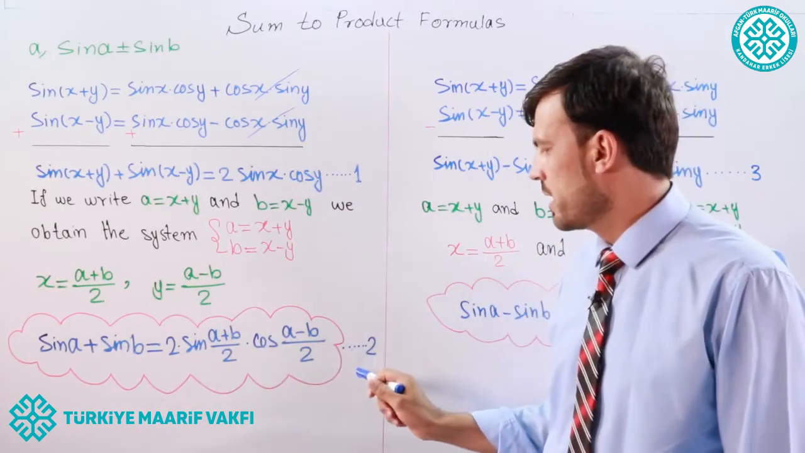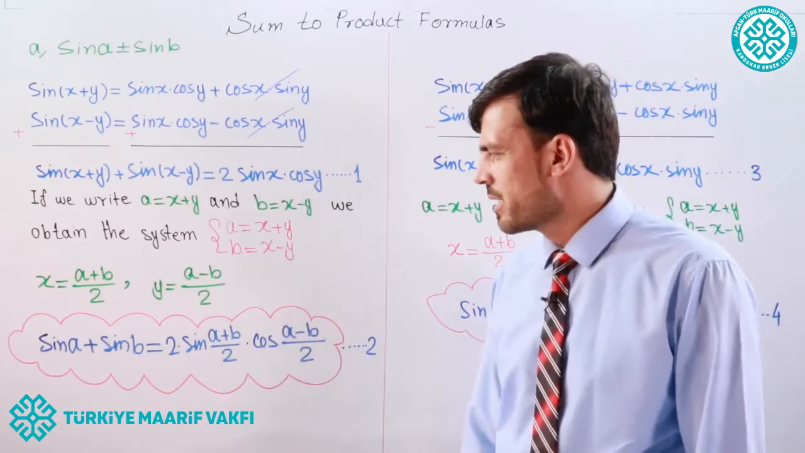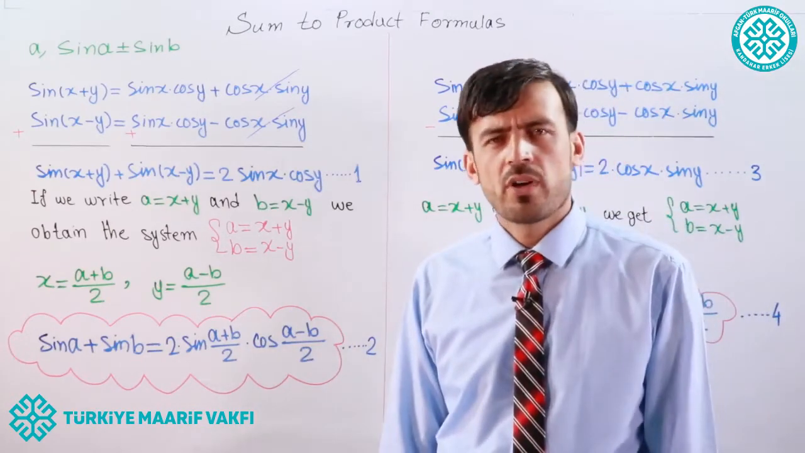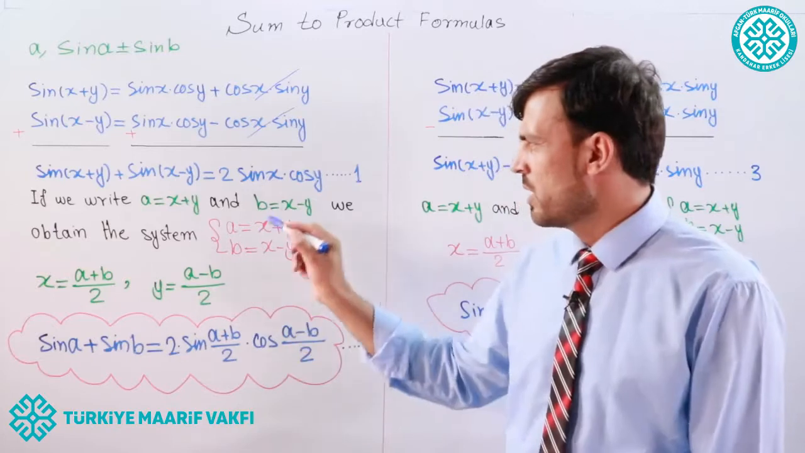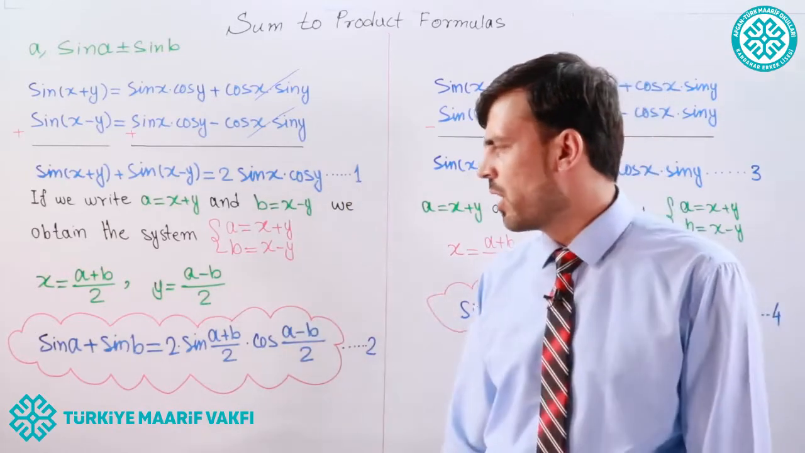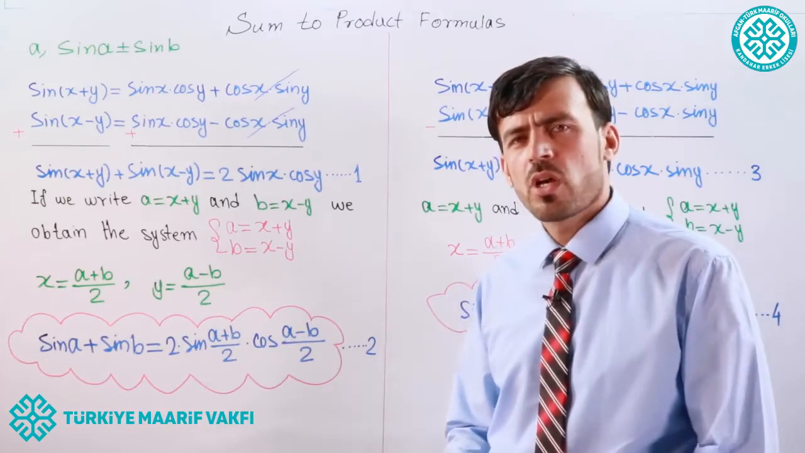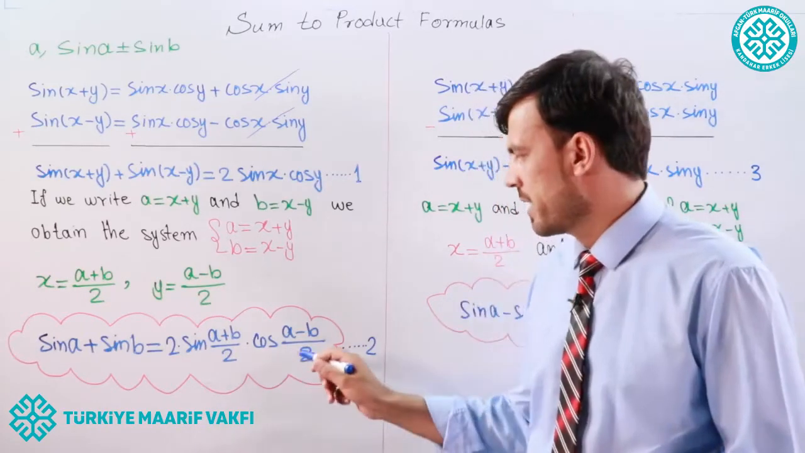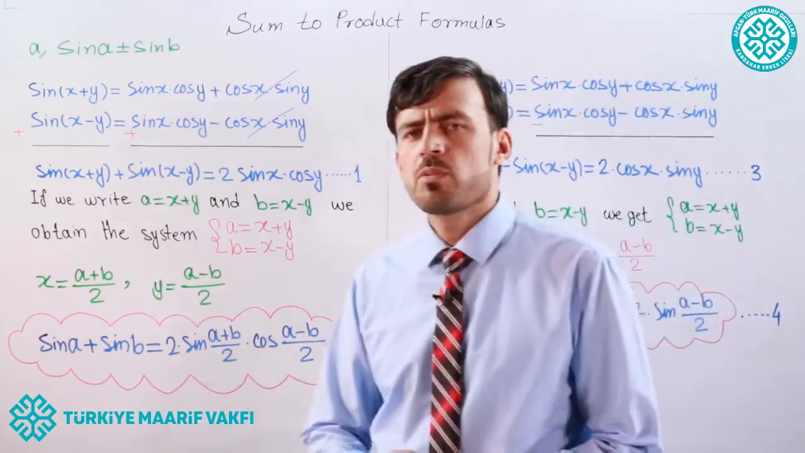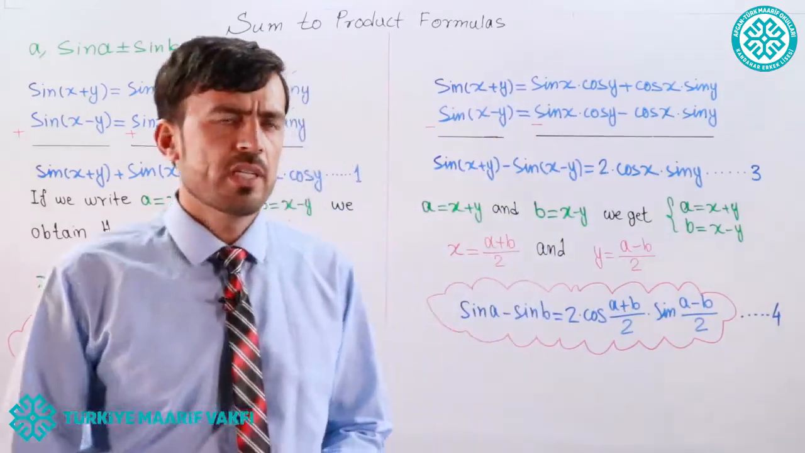So this is the sum to product formula for the sine function. We can use this form, but the form which we can use for most examples is the second form. So this is the sum to product formula for the sine function.